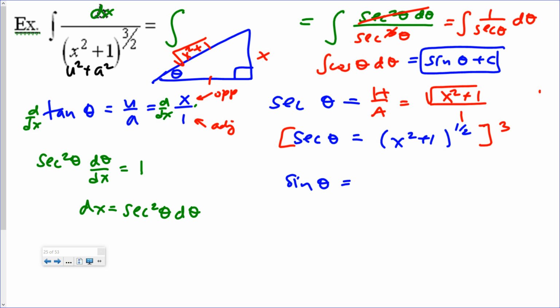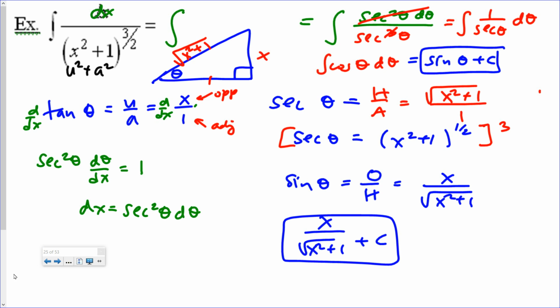What's sine theta equal to? Opposite over hypotenuse. It's going to be x over the square root of x squared plus 1. I replace that into my answer, and there is my answer. Nice. All right, let's go to the last problem.